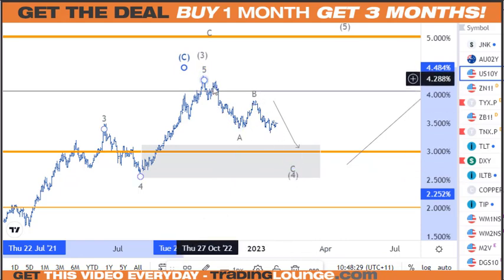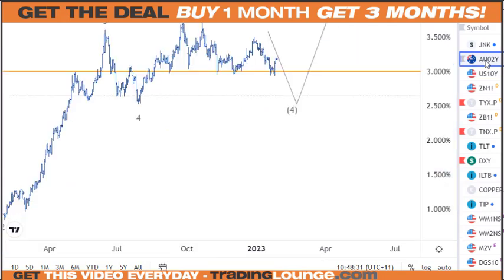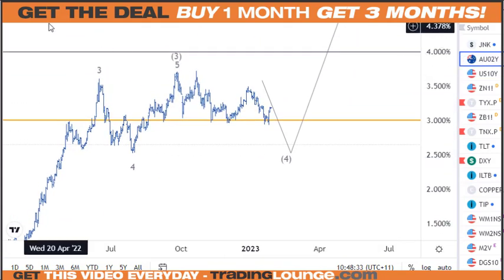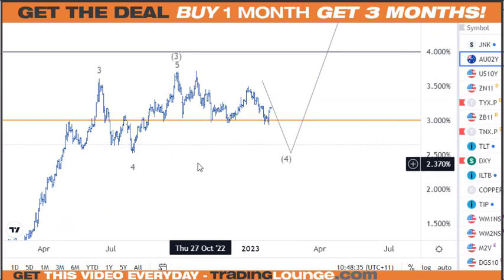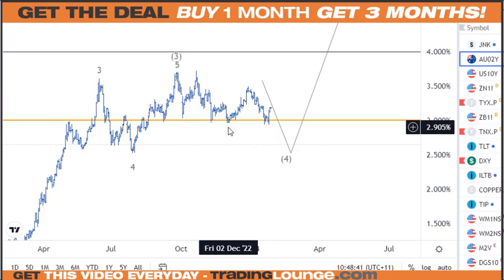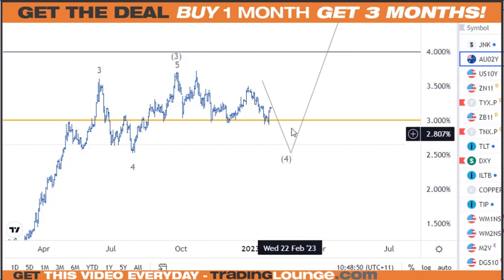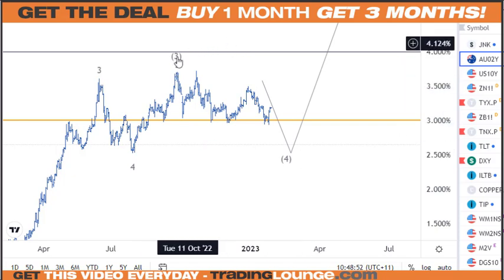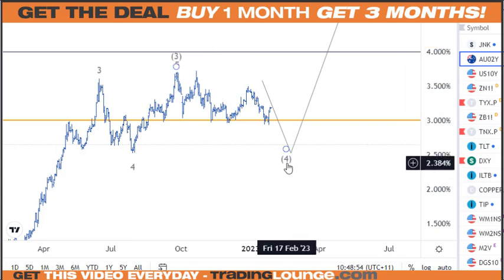The interesting thing, as I mentioned last time, on the 2-year yields for the Australian government, I can see that the first leg down here is in 3 waves. So we've got a corrective move in the first A wave and then the B wave and the C wave. So in this case, the possibility of being a wave 4 is quite high.